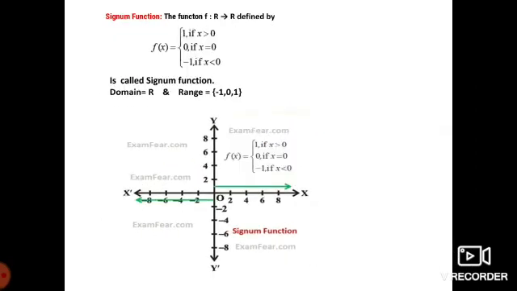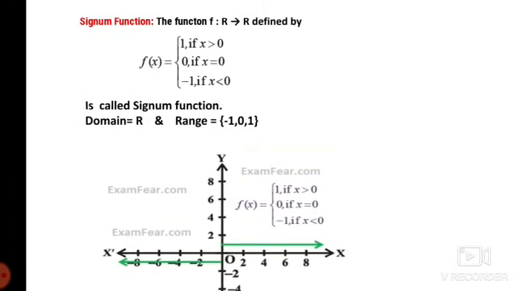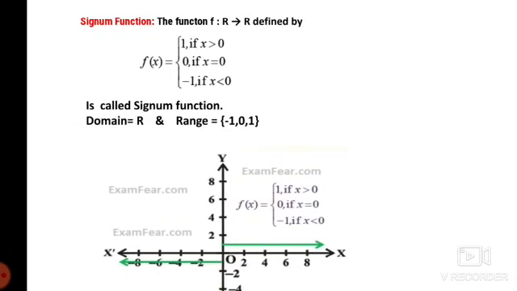Next, we are going to learn the signum function. The signum function is defined like this: f of x equals 1 if x is greater than 0, 0 if x equals 0, and minus 1 if x is less than 0. So what will you get when you plot the graph?